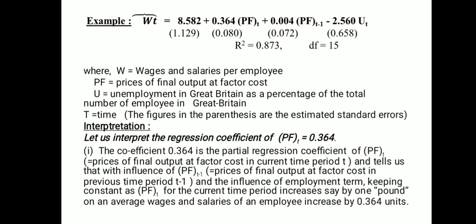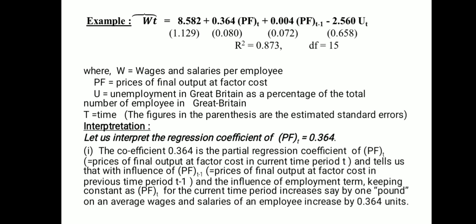Let us interpret the regression coefficient. It should be not only regression but partial regression coefficient, the partial regression coefficient of PFt. PFt means prices of final output at time t. Time may be any year, in the year 2016 or 2020. Then PFt minus 1 is the previous year. If you consider PFt is 2020, then PFt minus 1 is 2019. That is the meaning of PFt.